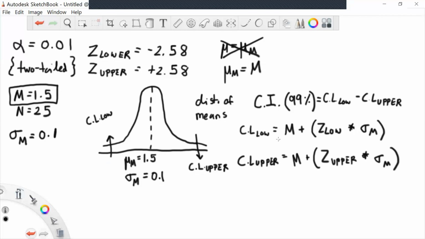So what we're going to have for our lower confidence limit is 1.5 plus negative 2.58 times 0.1. And down here, for the upper confidence limit, it's going to be the same, except the z-score will be positive 2.58, but everything else will be the same.